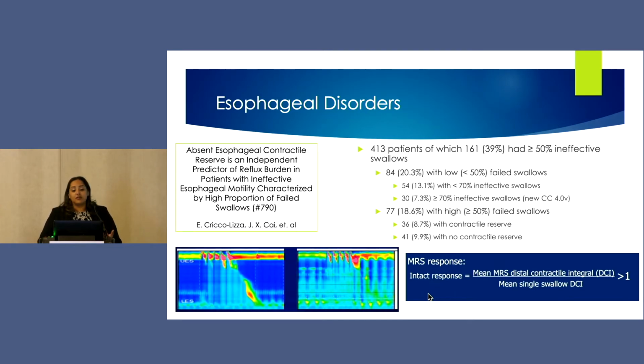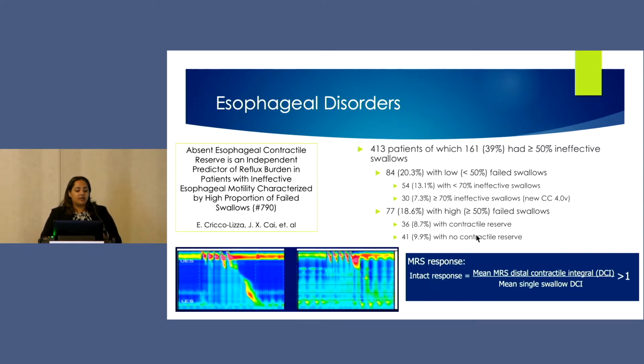So in this study, they looked at 400 patients, of which 160 met traditional Chicago 3.0 criteria for ineffective esophageal motility. They then further subdivided these patients into whether or not they had a low number of failed swallows versus a high percent of failed swallows, which they defined as more than 50%. Of those who had a low failed swallow, they also looked to see how many of them had ineffective swallows. The new Chicago criteria also includes if you have a low percent of failed swallows but have more than 70% ineffective swallows, that's also considered to be adequate to make a diagnosis.